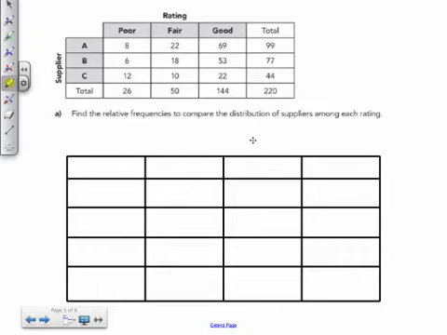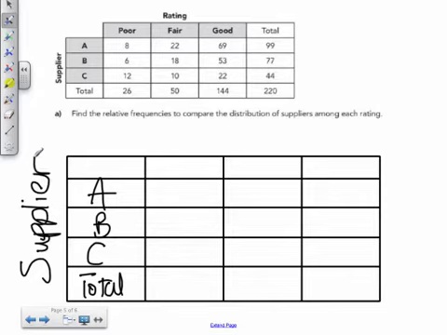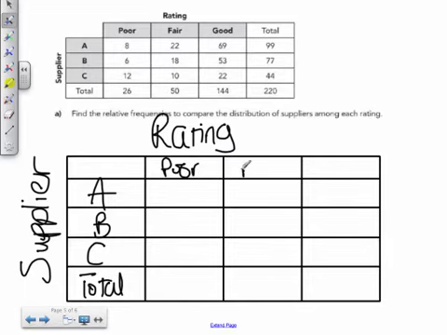So what we're going to do is label this box right here A, this box right here B, and this box right here C, and then we're going to have a total box right here, just like we did before. But most importantly, we need to label our variable, and our variable is the supplier right here. Okay, and then for our rating, we have our 3 options. Either you could have gotten a poor rating, a fair rating, or a good rating. Okay, and then it says compare the distribution of suppliers among each rating. So again, I want to figure out what percentage of poor ratings were from supplier A.